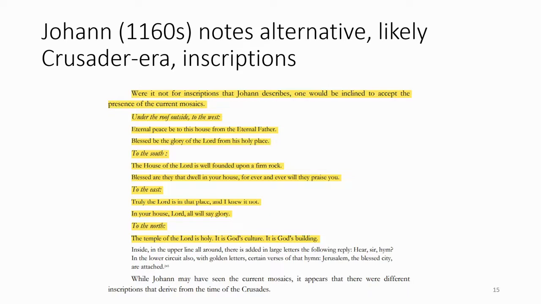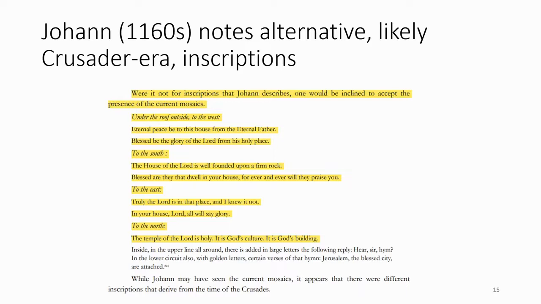Clearly Crusader. He says, to the south, the house of the Lord is well founded upon a firm rock. Blessed are they that dwell in your house, forever and ever will they praise you. To the east, truly the Lord is in that place, and I knew it not. In your house, Lord, all will say glory. To the north, the temple of the Lord is holy. It is God's culture, it is God's building.